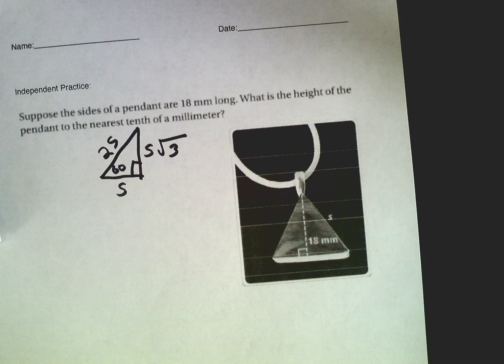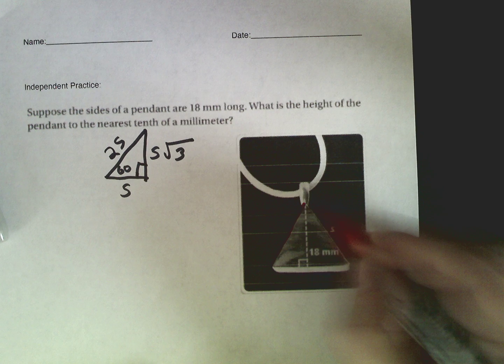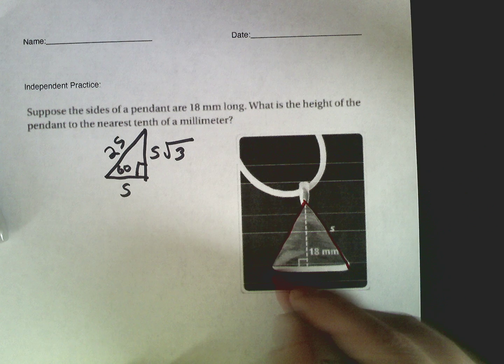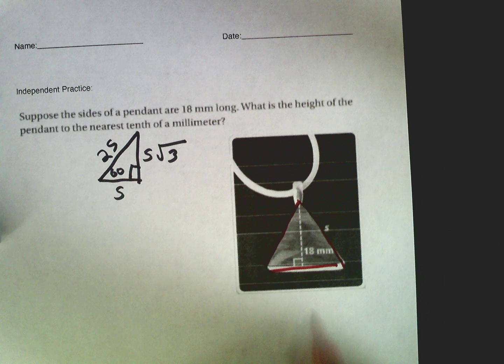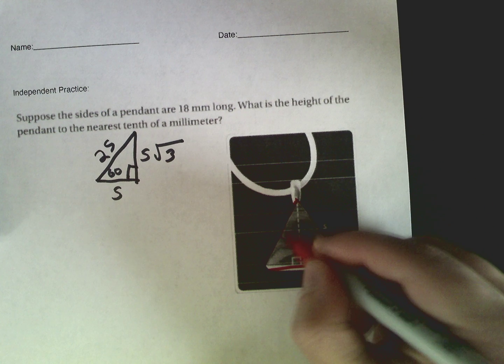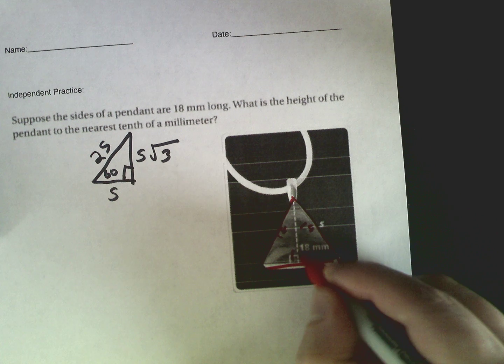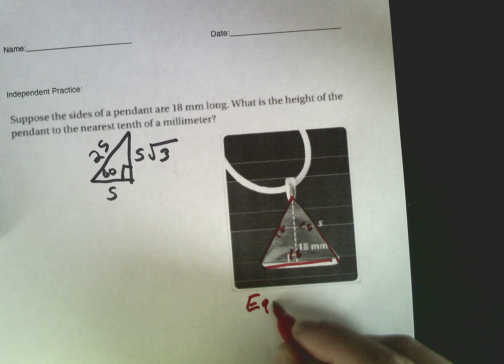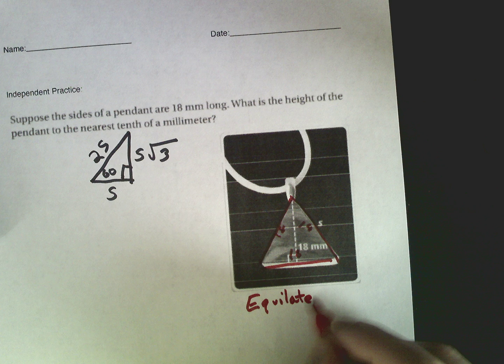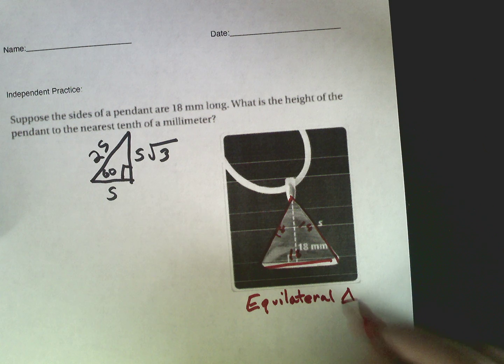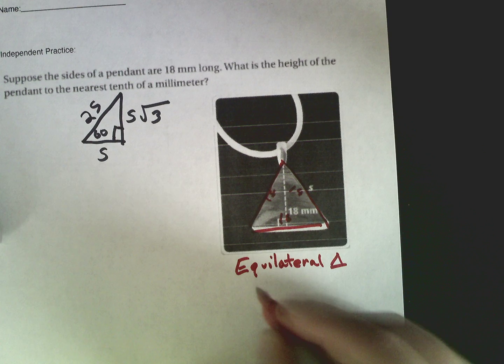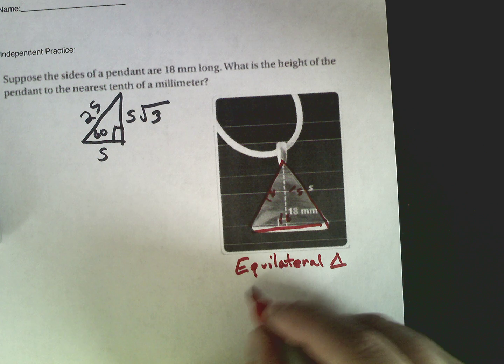So that means this side and this side are all 18. So if they're all 18, that tells me something. It is an equilateral triangle. Now, if it's an equilateral triangle, that means it's equiangular, which means all the angles are the same.